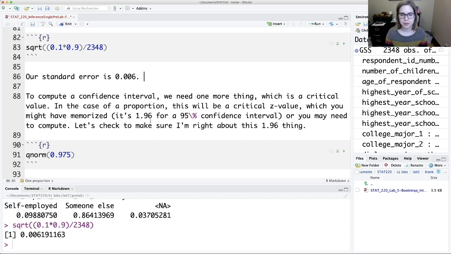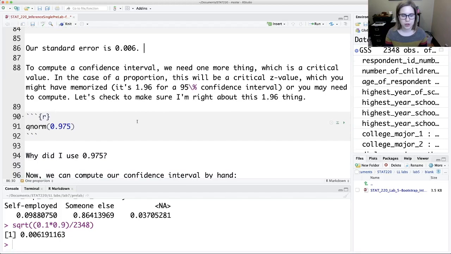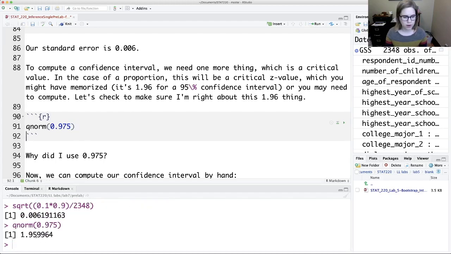But maybe you get asked to do a 90% interval or an 80% interval. You might need to compute it. So let's check and make sure that I'm right about this 1.96 thing. I'm going to use this function qnorm. And when I run that, it says 1.959964. It's that 1.96, so I was right.